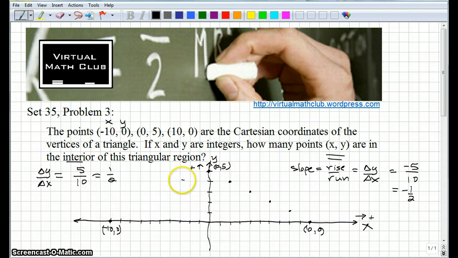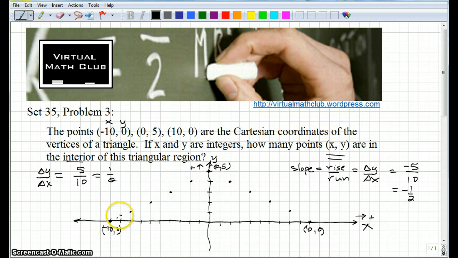Either way, the slope is positive 1/2. So that means every time we go up 1, we go over 2, in the positive direction. So that's up 1 over 2, up 1 over 2, up 1 over 2, up 1 over 2, and then finally up 1 over 2. So you can see now the triangle.